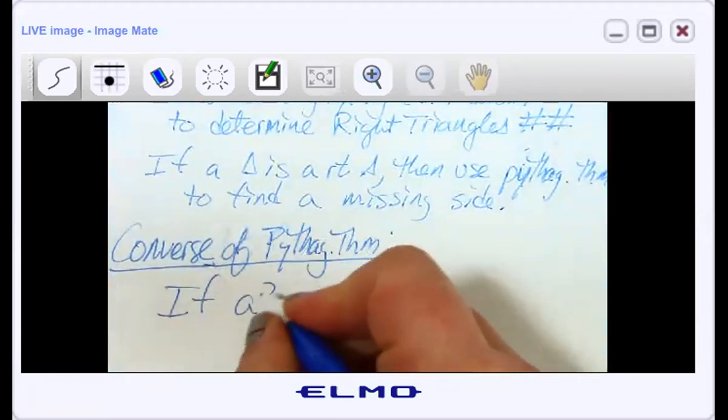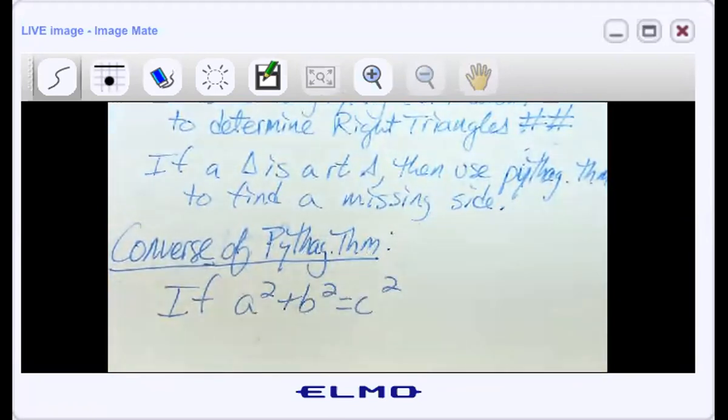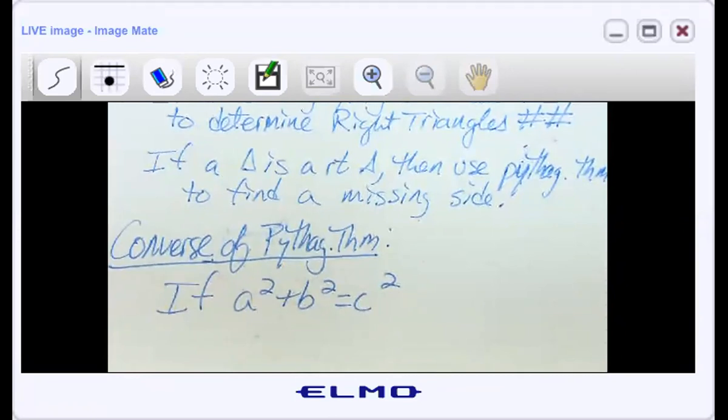If a squared plus b squared really does equal c squared, so if you have three sides of a triangle and they fit the Pythagorean theorem, so in other words, when you plug in the numbers, a squared plus b squared really does equal c squared, that means that you must have a right triangle.